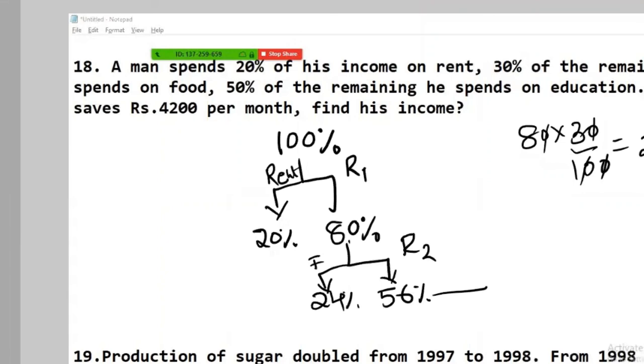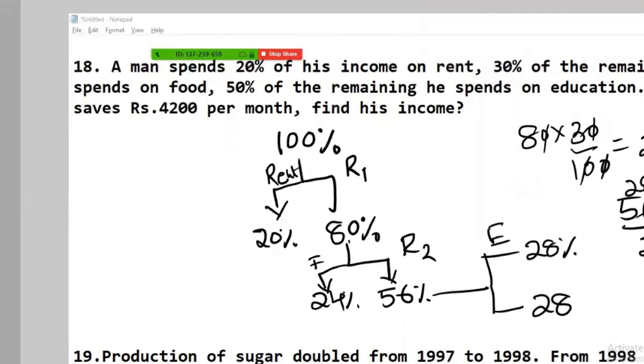So out of this 56%, what are they doing? 50% of the remaining is spent on education. So on education again 50%. Out of 56, 50%, 1 by 2, is 28%. Yes or no? So 28% on education. So remaining is 28.